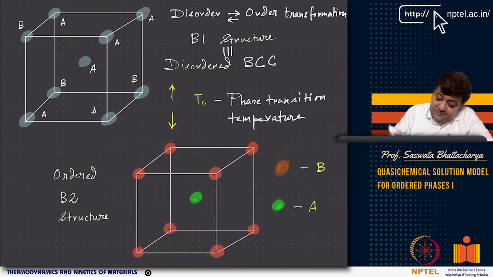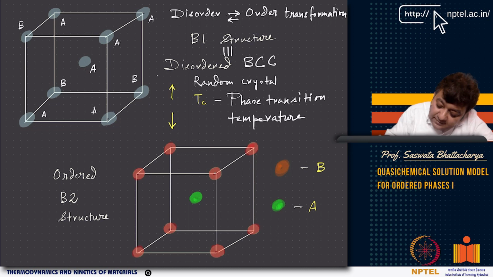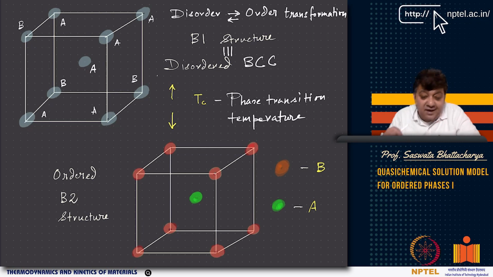So this is basically from a random arrangement. You have a random arrangement here, and it goes to an ordered lattice. A random lattice means a disordered crystal structure. It's a random occupation, basically. It's random occupancy of B and A. Here you have preferential occupation of B and A at special lattice positions, right? So you have site preferences or site fractions.